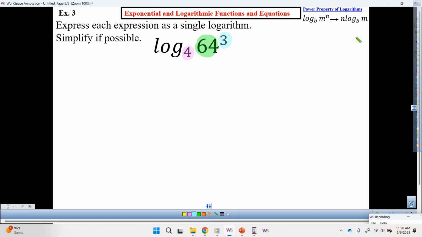Tell your neighbor. What to do with that exponent, Sean? Yeah, you bring it to the front. So, 3 times log 4, 64.